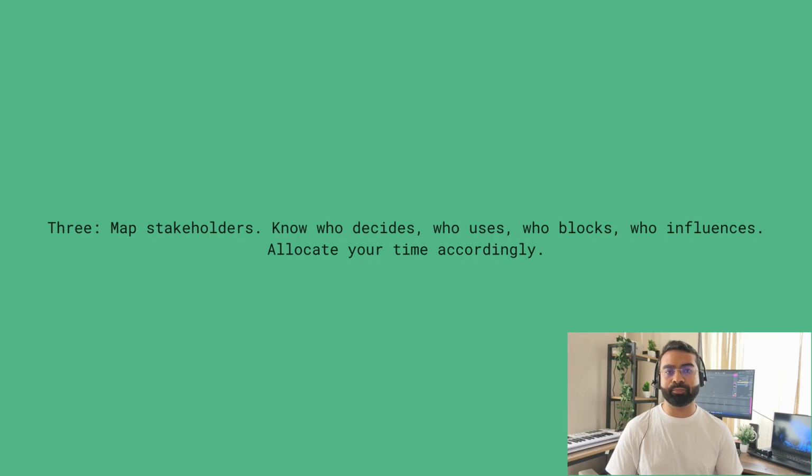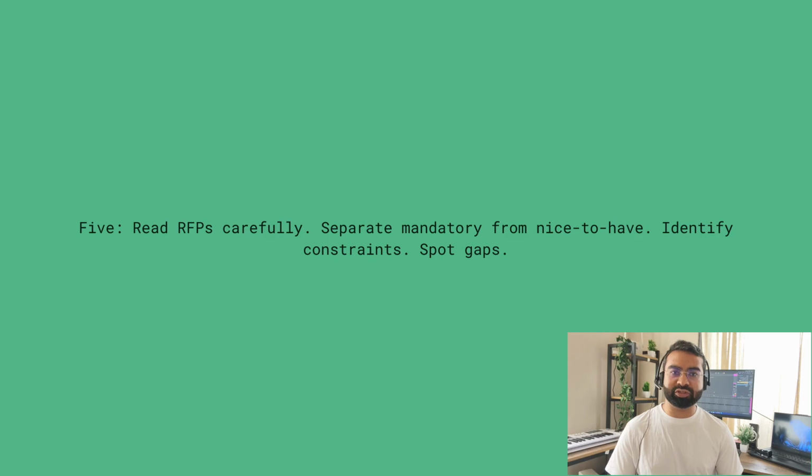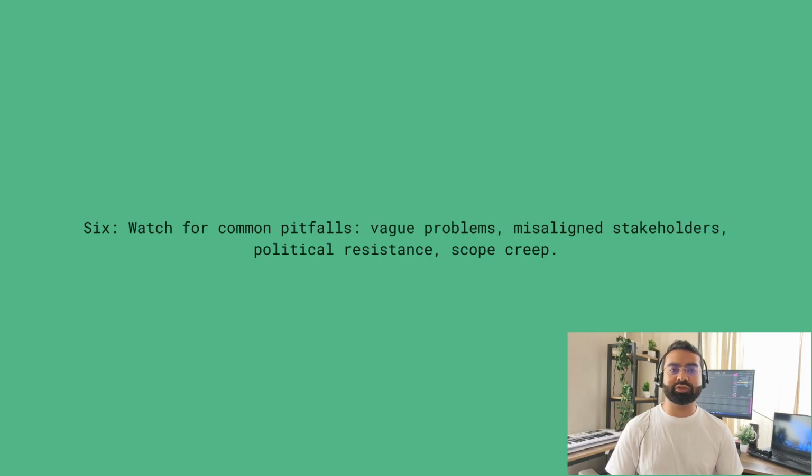Allocate your time accordingly. Run structured discovery interviews. Don't wing it. Use a guide, get numbers. Read RFPs carefully. Separate mandatory from nice to have. Identify constraints. Spot gaps. Watch your common pitfalls: vague problems, misaligned stakeholders, political resistance, scope creep. The cost of discovery is a few hours of your time. The cost of skipping discovery is 6 months of rework and a lawsuit. Do discovery, get it right.